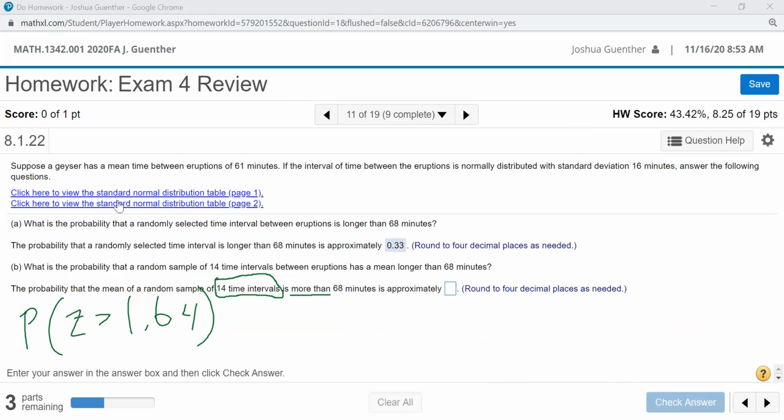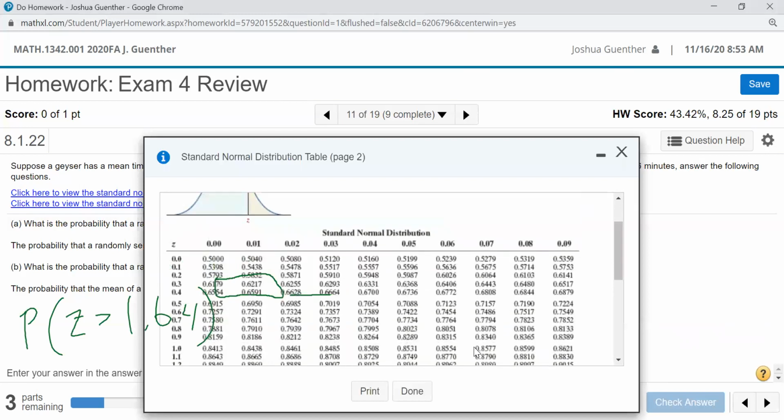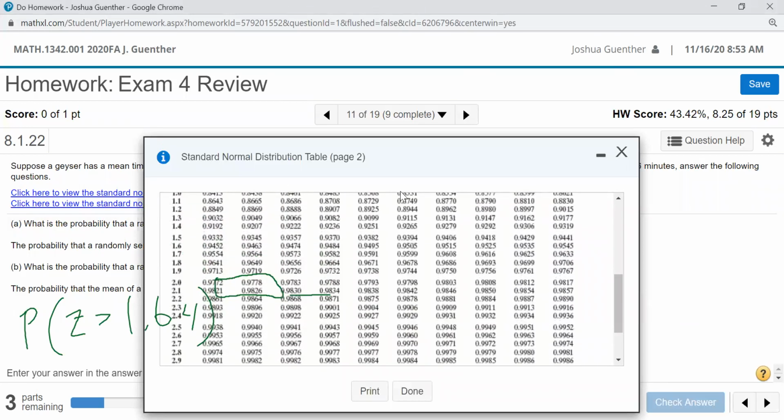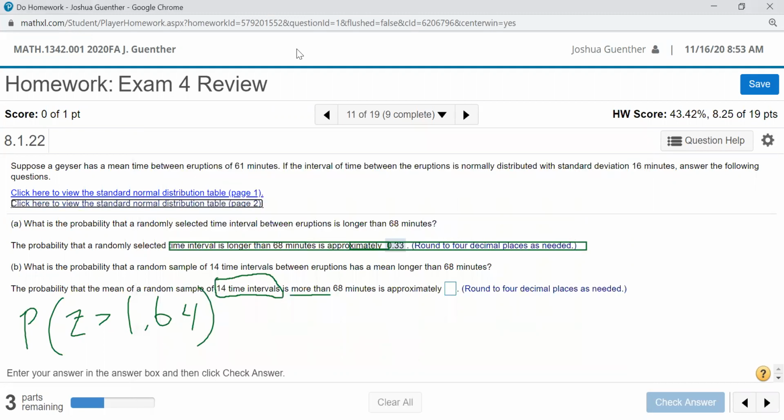So now we need to look up 1.64 on the z chart, and it's going to have some overlap here, but let's see. 1.64 positive. Let's see, 1.60, 1.61, 1.62, 1.63, 1.64. 0.9495. But remember, 0.9495 is the probability of being less than that z-score. Since we want the probability of being greater than it, we need to do 1 minus 0.9495.